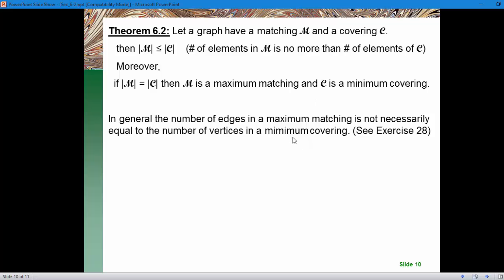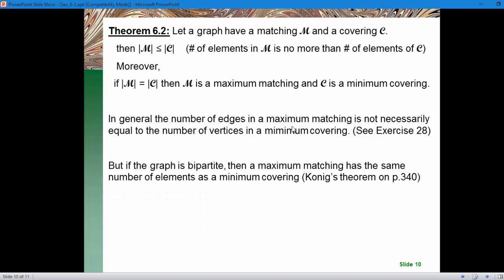Now, however, if the graph is bipartite, then the converse is also true. Then a maximum matching has the same number of elements as a minimum covering. That's Koenig's theorem on page 340 in the textbook.